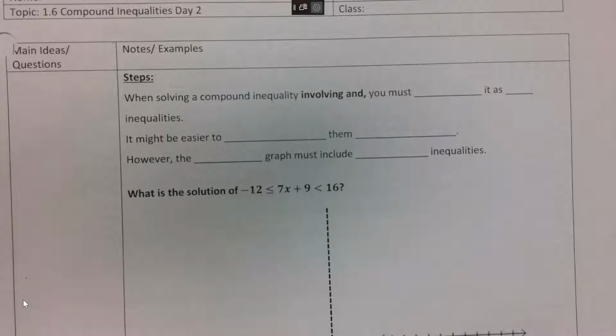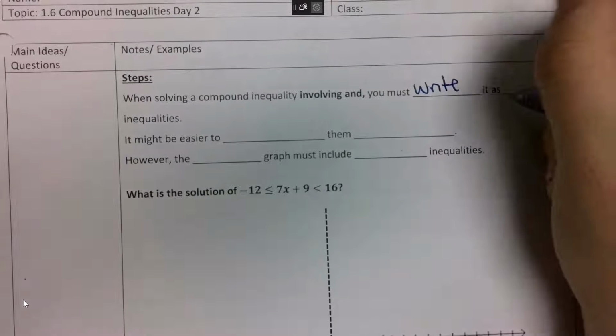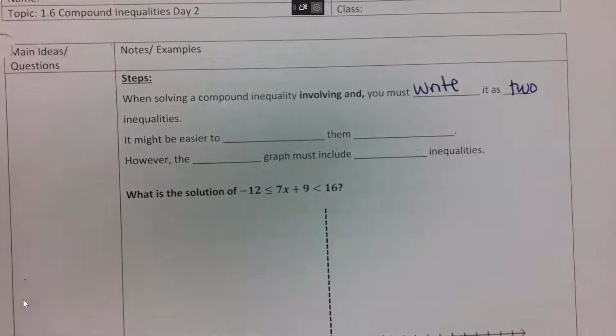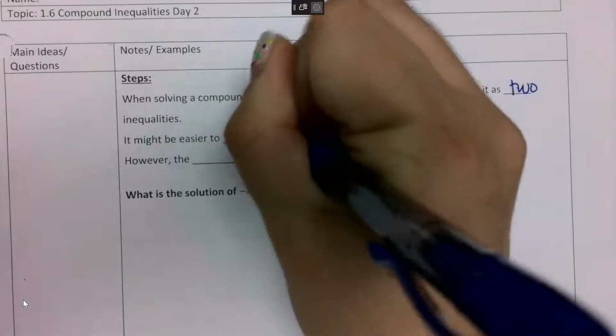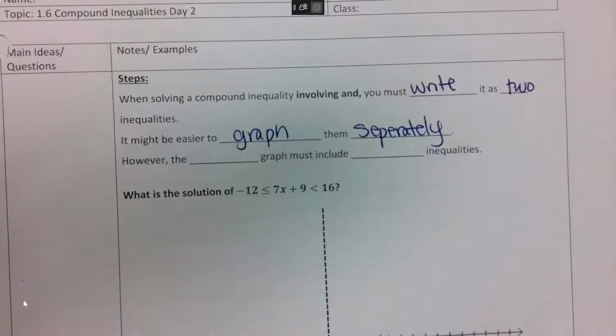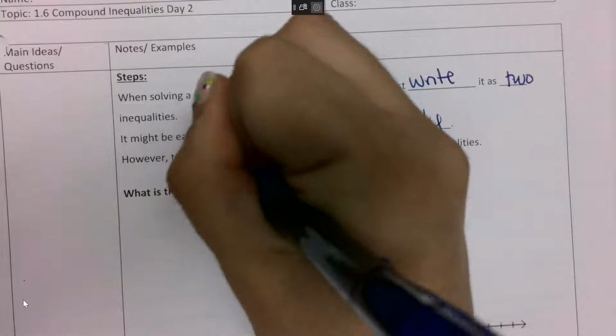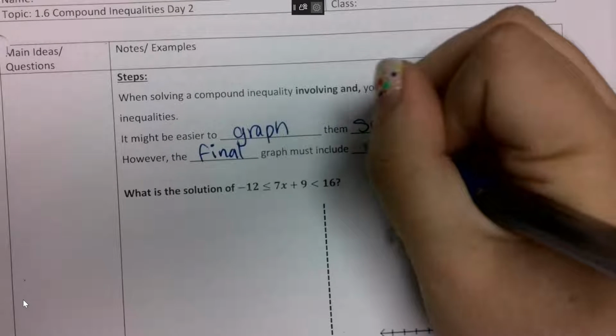Okay. When solving a compound inequality involving and, you must write it as two inequalities. Again, just like yesterday, it might be easier to graph them separately. And again, the final graph should include both inequalities.